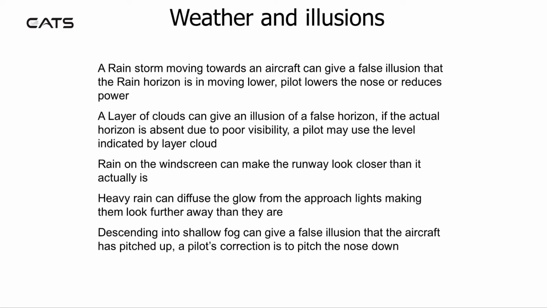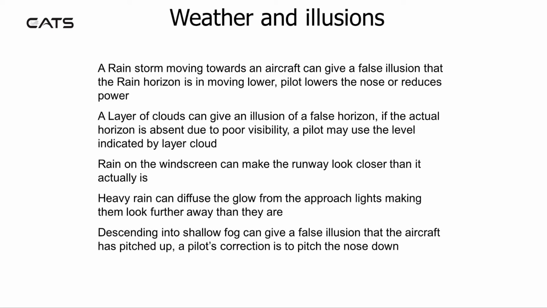Weather and illusions. A rainstorm moving towards an aircraft can give a false illusion that the rain horizon is moving lower. The pilot lowers the nose or reduces power.